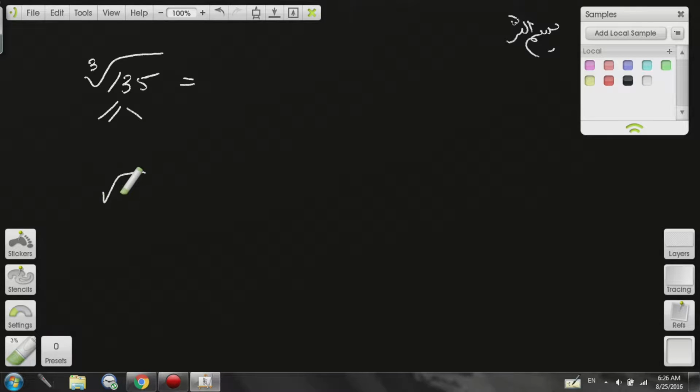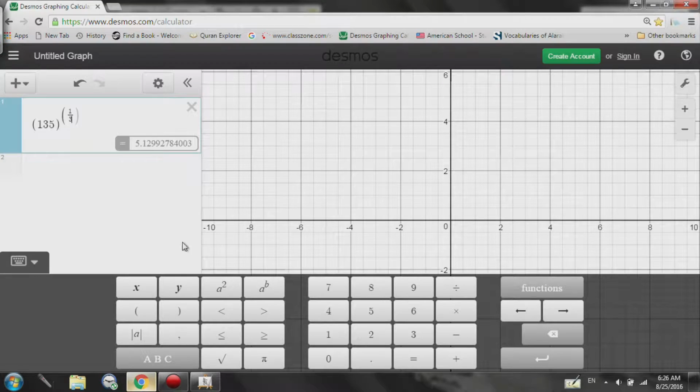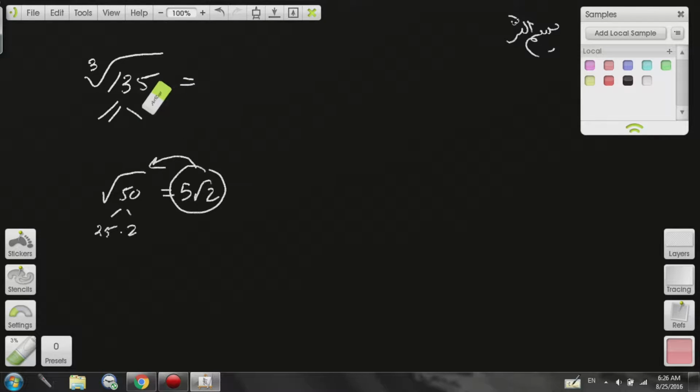For example, if I gave you square root of 50, you would say this is 25 times 2, then this will simplify as 5 times square root of 2. So this is the simplest form of this radical. That's what we want to do. We want to simplify this. Well, this is an irrational number, but let's see if I can divide 135 by 5. If you do that, you get 27. So 135 is 27 times 5.